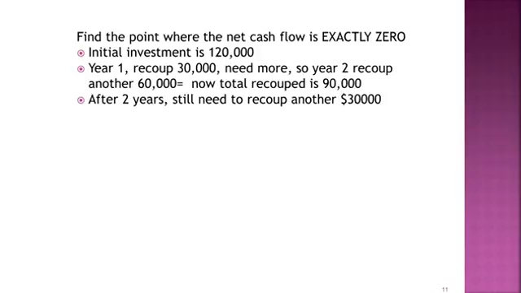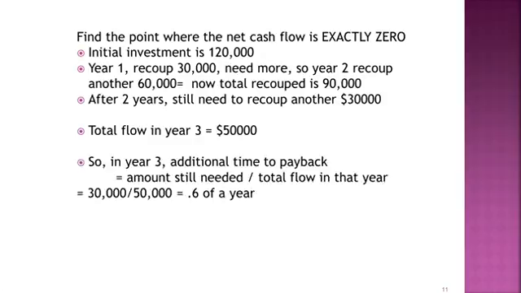After 2 years, we still need to recoup another 30,000 because we've recouped 90,000 out of the 120. The total cash flow in year 3 is 50,000, which is too much. So what we have to work out is the additional time to pay back in year 3: the amount still needed divided by the total flow in that year. We need 30,000, divide it by 50,000, so it will be 0.6 of a year.